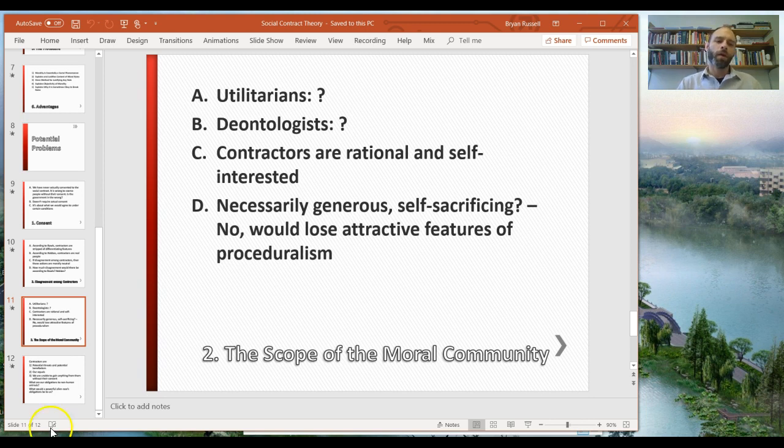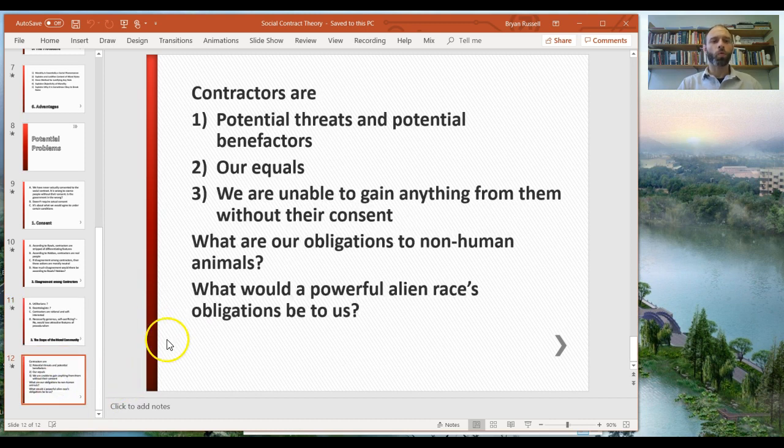So the contractors won't necessarily be generous or self-sacrificing, so what features will they have? Well, people who are in the moral community, according to social contract theorists, will meet the following criteria. They'll be potential threats, or potential benefactors, or both. They would be our equals to a certain extent, and we must be unable to gain anything from them without their consent.